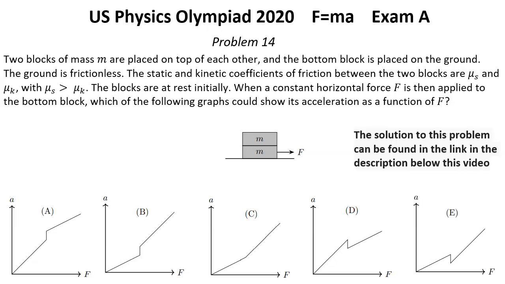When a constant horizontal force F is then applied to the bottom block, which of the following graphs could show its acceleration as a function of force F?